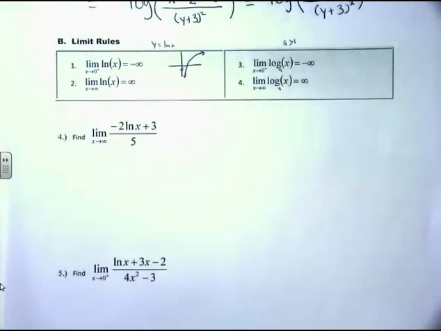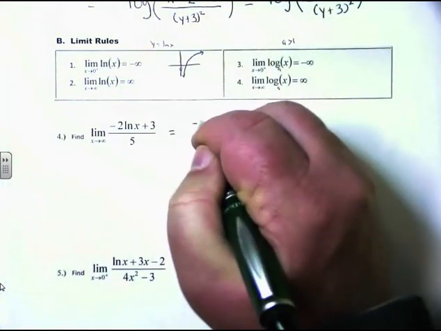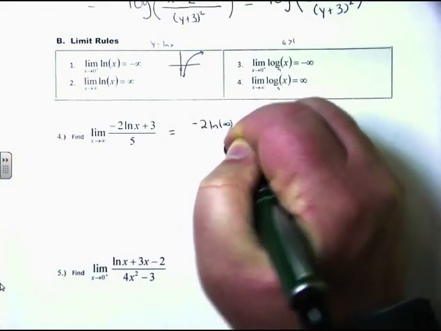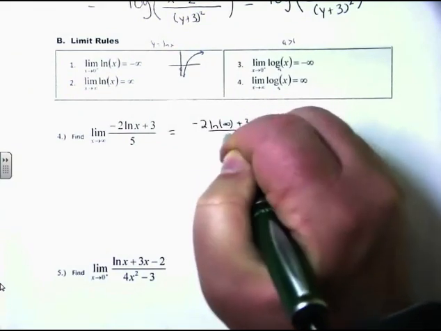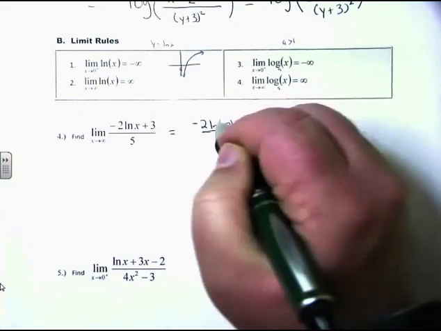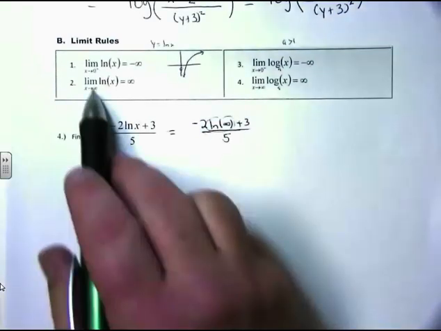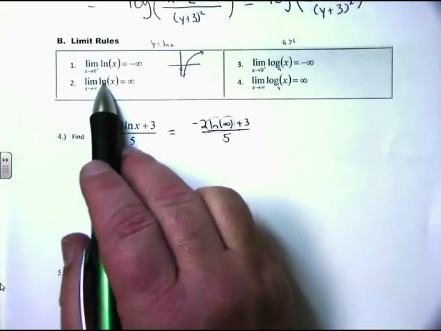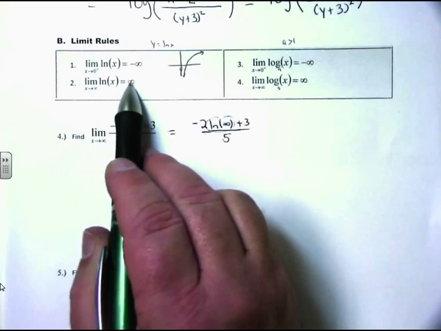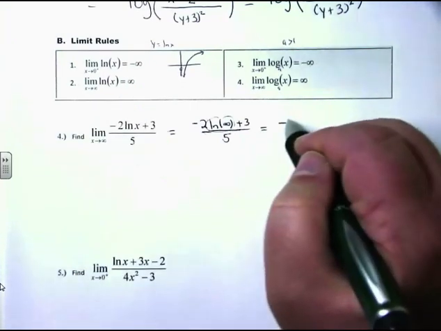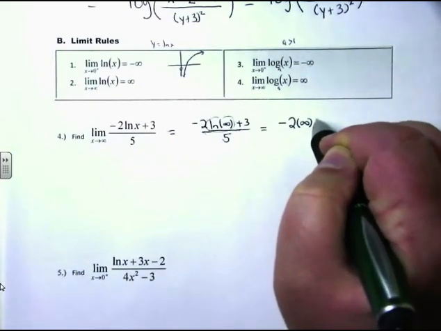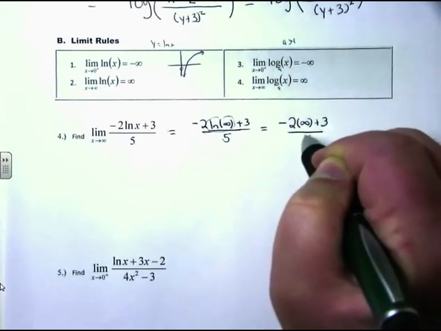So let's do this problem here. Take the limit as x approaches infinity of negative 2 times the natural log of x plus 3, divided by 5. Well, again, the first rule of limits is plug in a number. So this will be negative 2 times the natural log of infinity plus 3 over 5. But what is that natural log of infinity? When I take the limit as x approaches infinity of the natural log of x, what do I get? I get infinity. So this will be negative 2 times infinity plus 3 divided by 5.